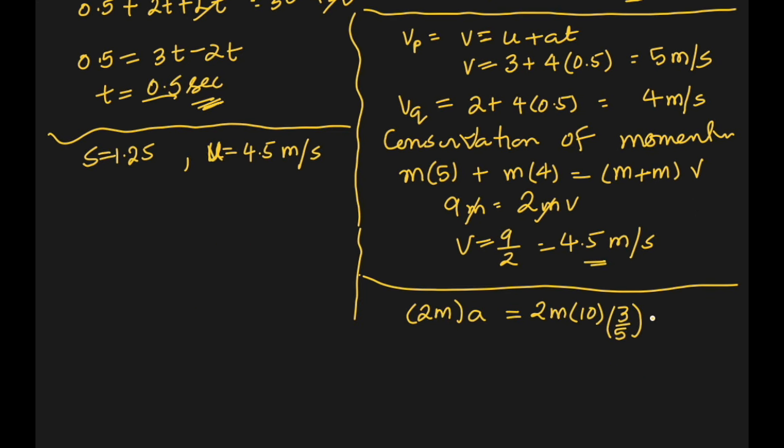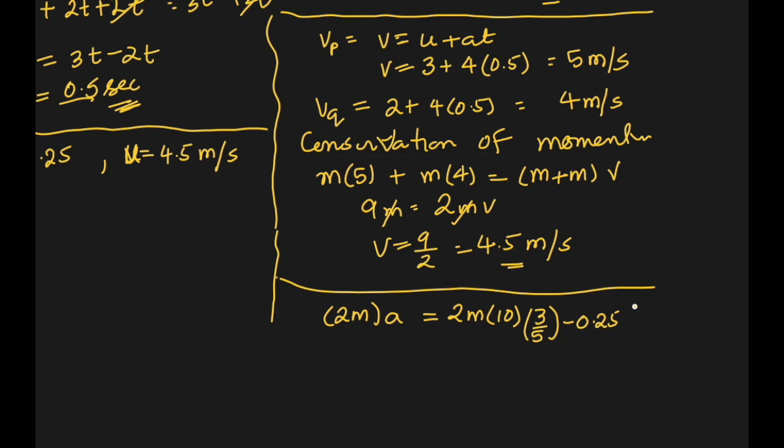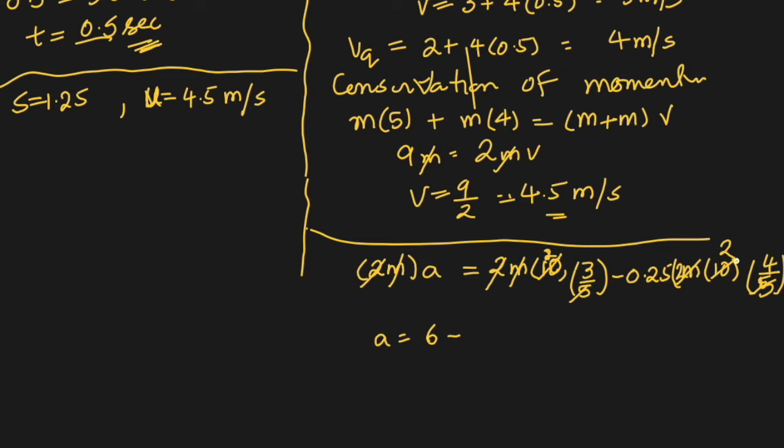Okay. And there is a resistive force, which is mu times m times 10 cos theta, which is 4/5. All have m, so let's get rid of m. And did I write 2m here? I should have written 2 also. So 2m, 2 also goes. So a equals 6 minus 0.25 times 8, which is 2, equal to 4 meters per second square. That's the acceleration which we will use here.